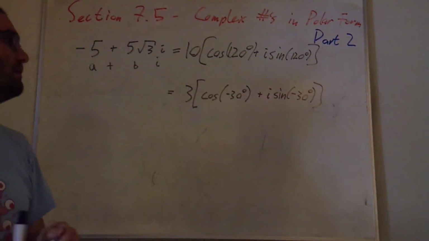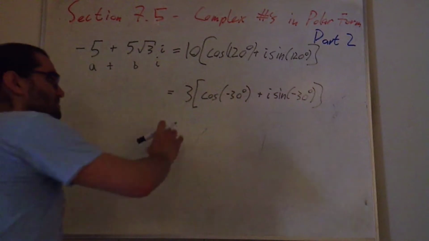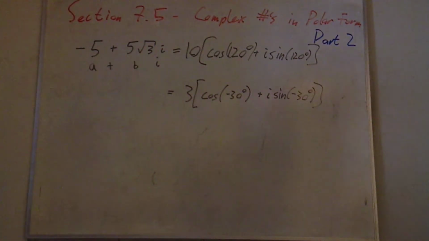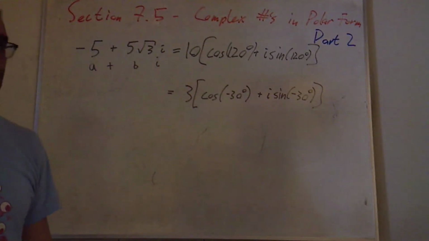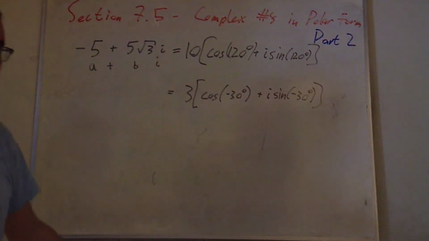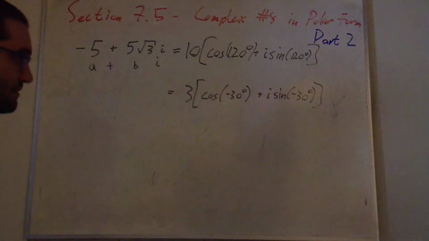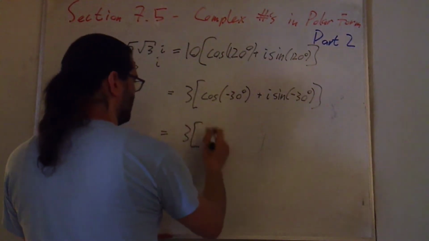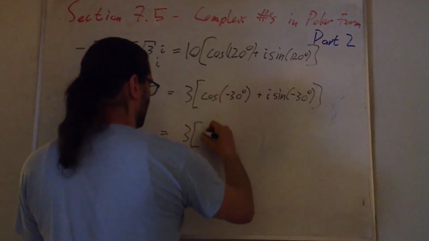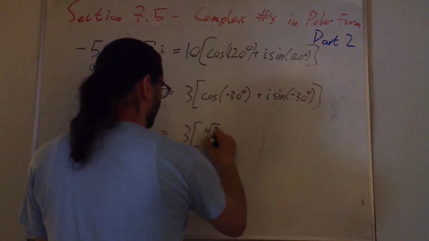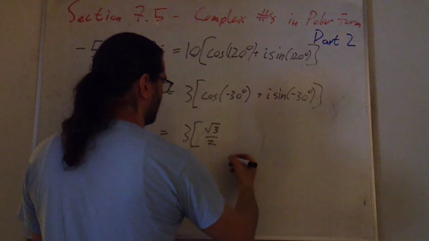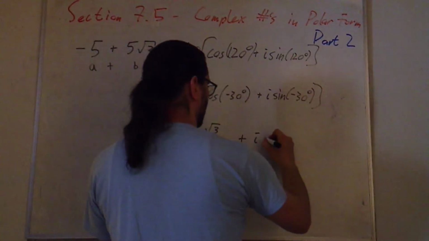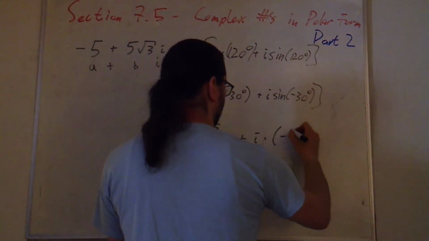So, this is my complex number in polar form. If I want to convert this into rectangular form, you literally just have to simplify this expression. You start by evaluating the cosine. The cosine of negative 30 is root 3 over 2. The sine of negative 30 degrees is negative 1/2.